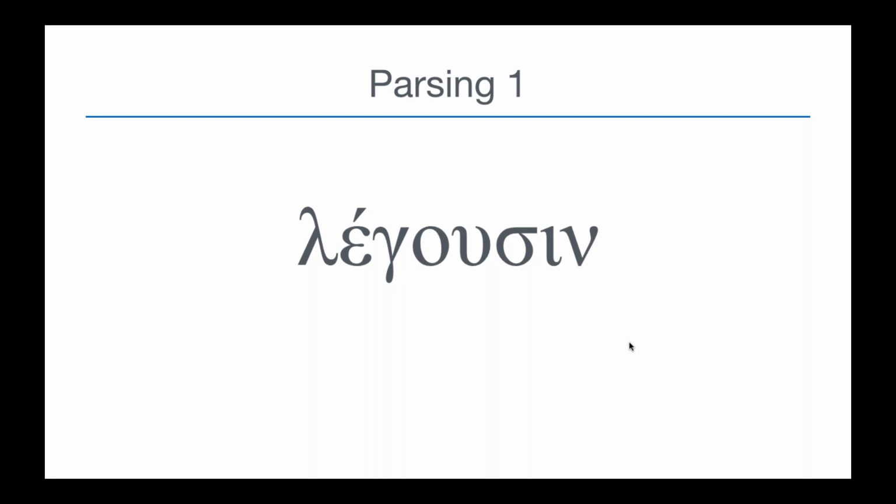Okay. So what person did we say this was? Third. And number? Plural. Tense? It'll be present. And I left out one. Is it active, passive, or middle? Be active because we're working on present active verbs, right? Mood is indicative. The answer for mood for all of these is indicative. Okay. So third person, plural, present, active, indicative.